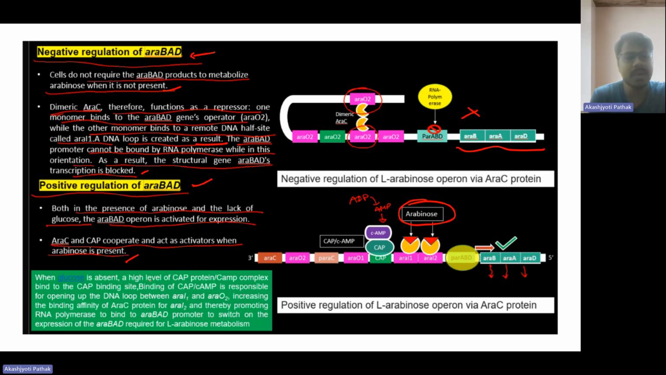So when glucose is absent, a high level of CAP protein or cAMP complex binds to the CAP binding site. Binding of CAP-cAMP is responsible for opening up the DNA loop. Just as we had seen in the lac operon, there is a cyclic AMP CAP binding site in the ARA operon as well, increasing the binding affinity of ARA-C protein for ARA-I1, and thereby promoting RNA polymerase to bind to the ARA-BAD promoter to switch on the expression of the ARA-BAD genes required for L-arabinose metabolism. So this is positive regulation of the L-arabinose operon via ARA-C protein.